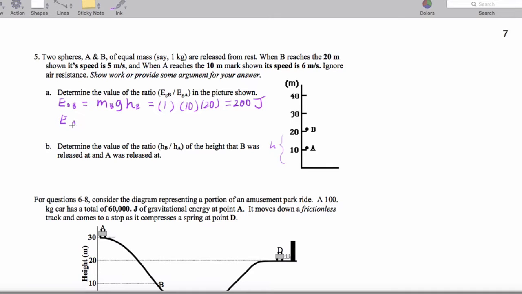And then for A, same thing, M of A times G times H of A. Quick question, why don't I write G of B here and G of A here? Well, it's the same G, because it's not convenient to label every variable with a subscript when you're just trying to solve a problem. Let's be clear, G here is 10 meters per second squared, as it is here. So this is going to be 1 times 10, and A is going to be at 10. So that's 100 joules of gravitational energy. So when we do this fraction that they want, that's 200 divided by 100, which is a ratio of 2 to 1.